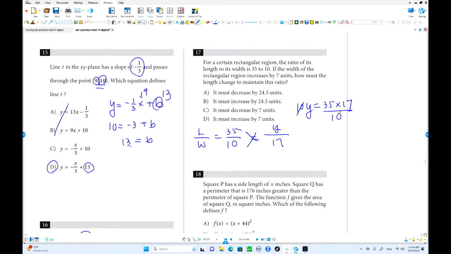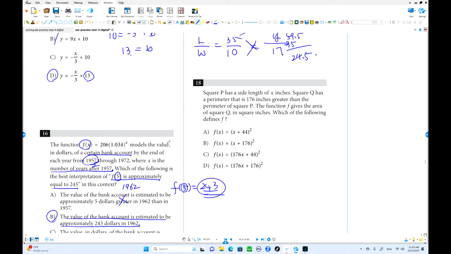You can divide by 10. 35 times 17. Use your calculator. I'm going to use my calculator this time. 35 times 17 equals 595 over 10. When you divide by 10, 59 over 5, right? So how much increased from here to here? Minus 35 over here, 24.5 increase. Not decreased. This is correct.